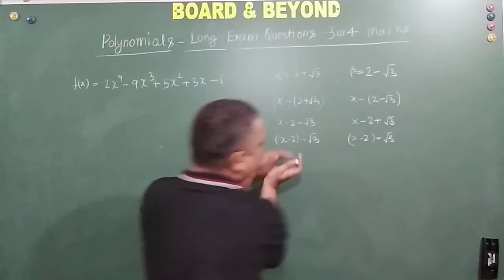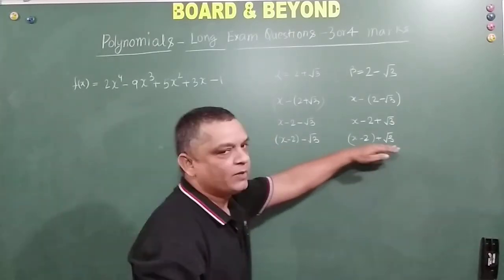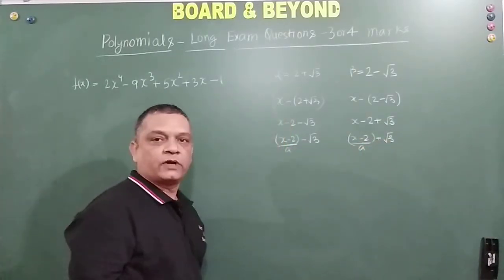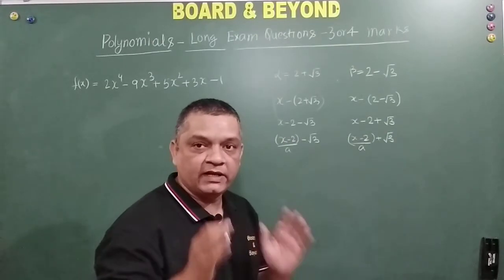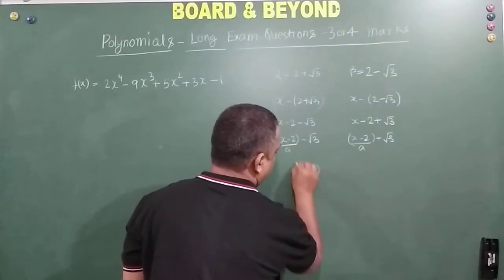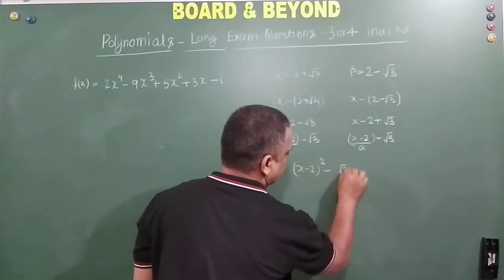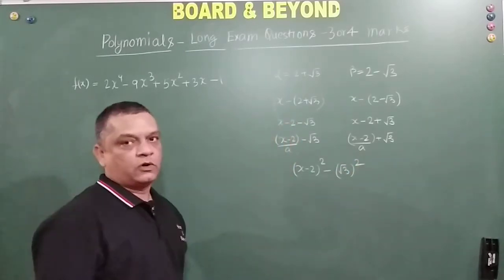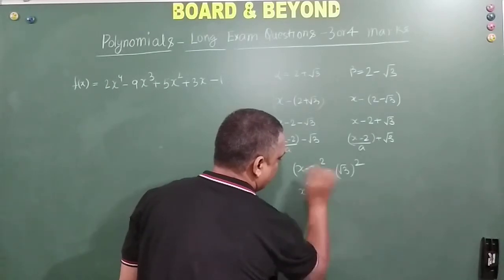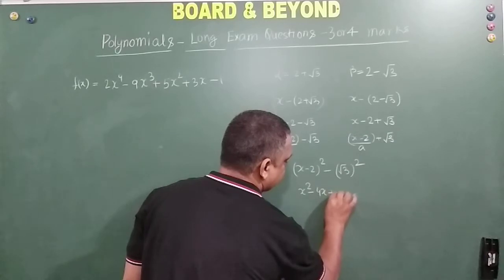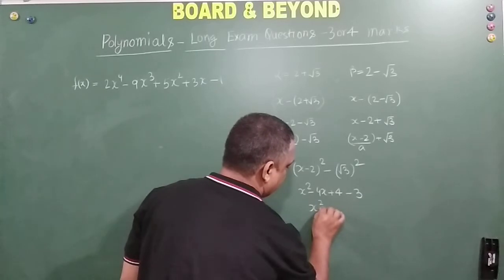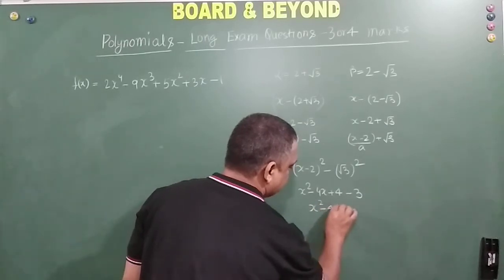See, this is of the form a minus b into a plus b, where a is equal to x minus 2. You are getting it? So a plus b into a minus b is nothing but a square minus b square. So this translates to x minus 2 whole square minus root 3 square. You all are there with me on this? So this translates to x square minus 4x plus 4, minus root 3 square, which is nothing but 3. So this leaves me with x square minus 4x plus 1.